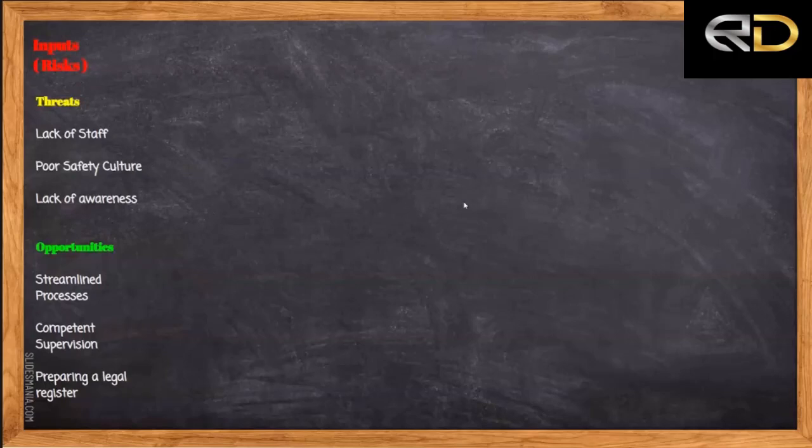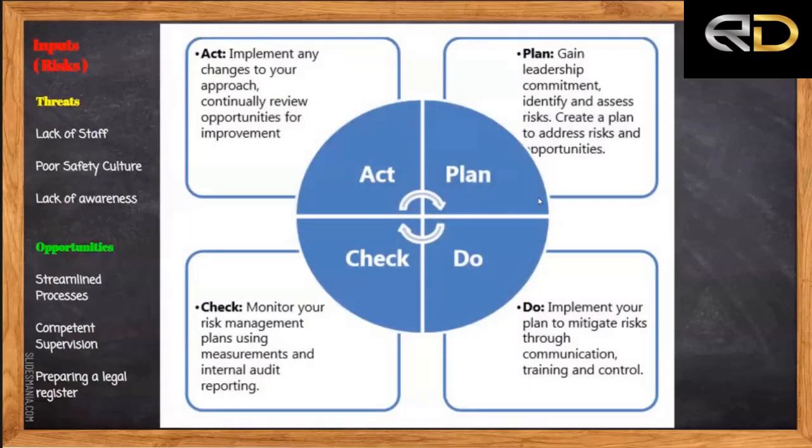For every process that you're going to apply an integrated management system standard to, you need to identify the threats and opportunities to that process. And then you are going to take the Annex SL, which is going to work as a framework. So you understand what we are doing here. Instead of having three separate systems, we are going to have one complete framework, which we are looking at right now on the screen, that addresses the threat of lack of staff and the opportunity of streamlining the process, poor safety culture and competent supervision, lack of awareness and preparing a legal register.